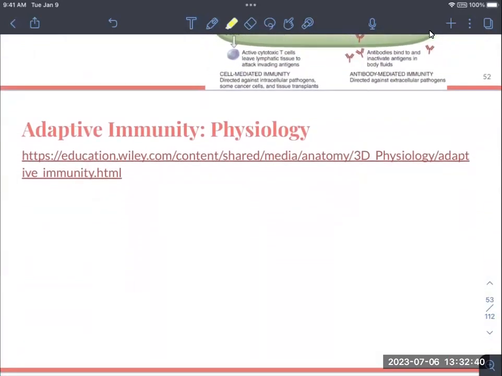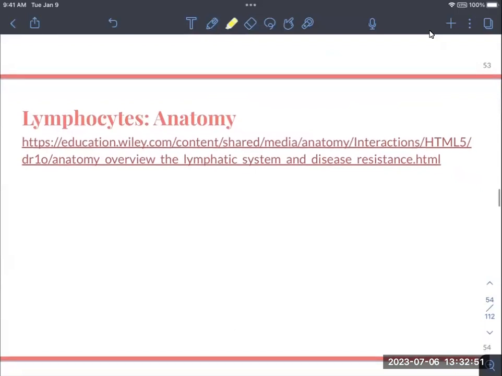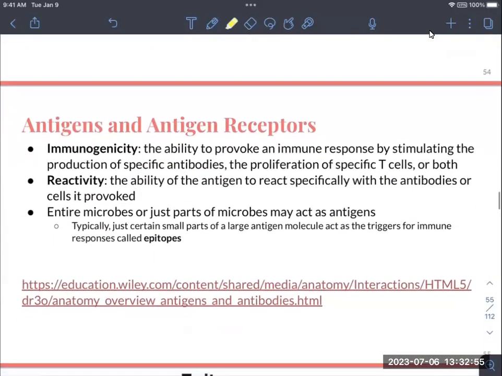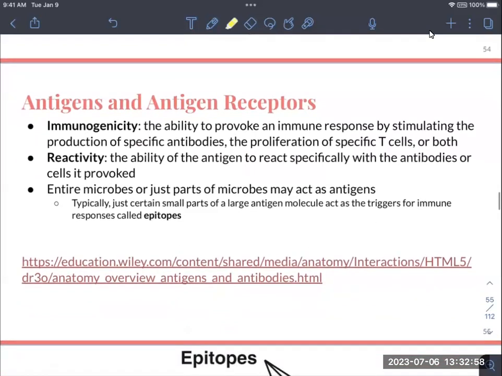This video, you can log into Wiley and click through this link, and you can watch this video on the adaptive immunity. This goes through the lymphocytes and how lymphocytes work. So antigens and antigen receptors.